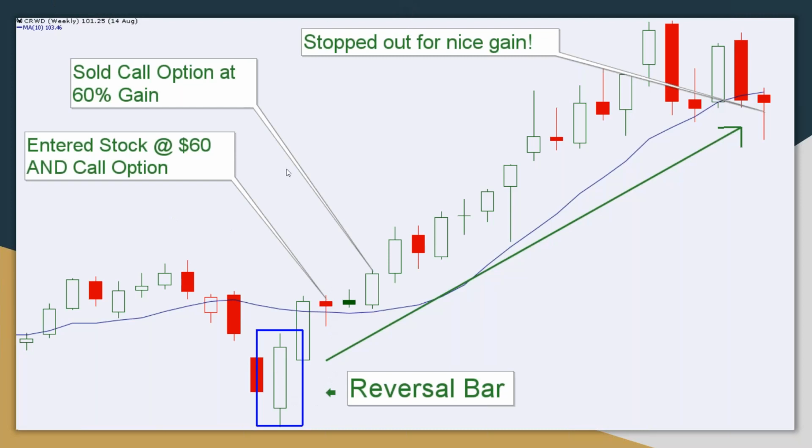Now, on the options, we're going to sell the options much quicker, at a 60% gain, because of time decay, and then we're going to let the stock run. So we got stopped out for a nice gain on CrowdStrike, and then of course it went higher. But that's just a part of trading. So trade options, trade stocks, trade them both.